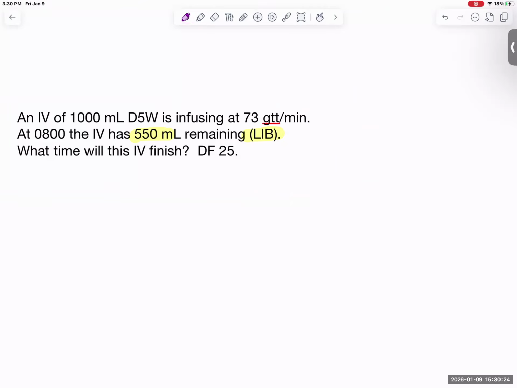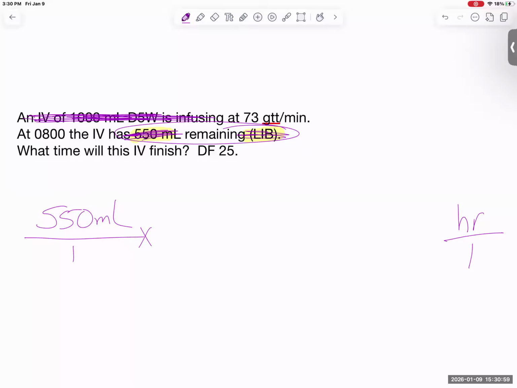What's my given? What am I starting with in this problem? 550 ml. 550 milliliters. That is what's left in the bag. So it's not that I don't care, I just don't need the 1,000 milliliters. And I'm solving for time. So what am I putting in my numerator in the wanted? Hour. Got to put it over 1. So now I got 550 left in the bag. I start with left in the bag. Beautiful. Now let's start eliminating.